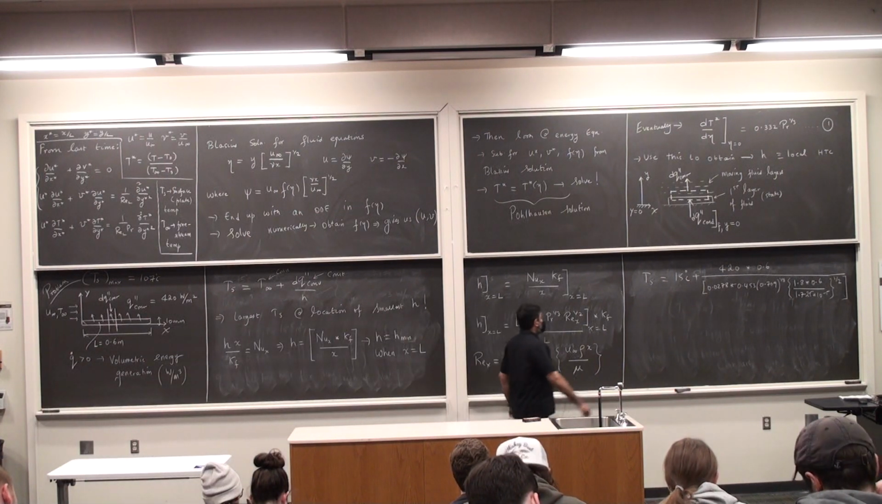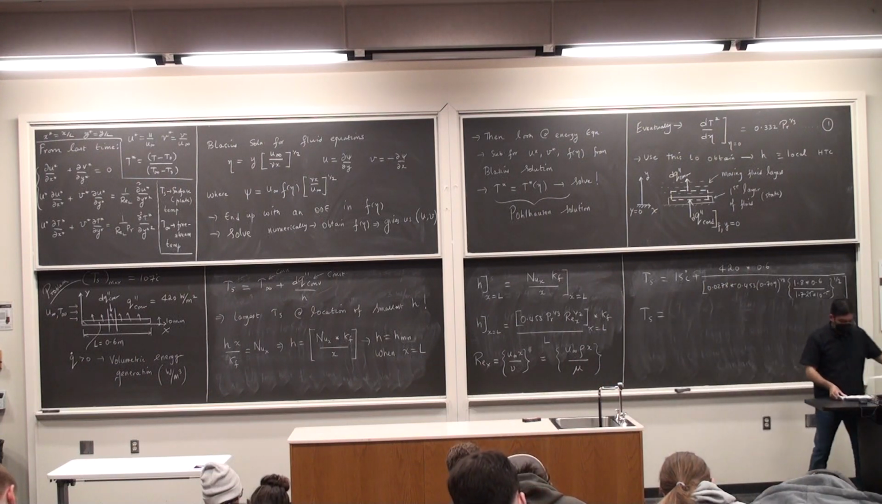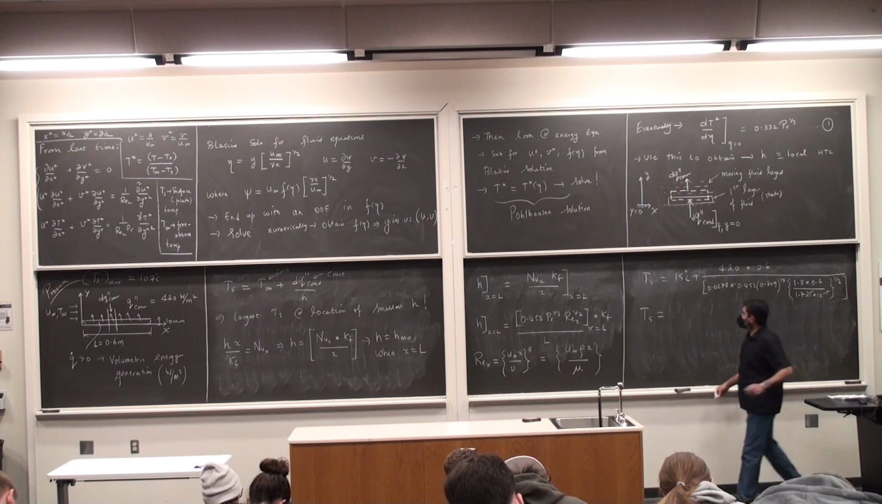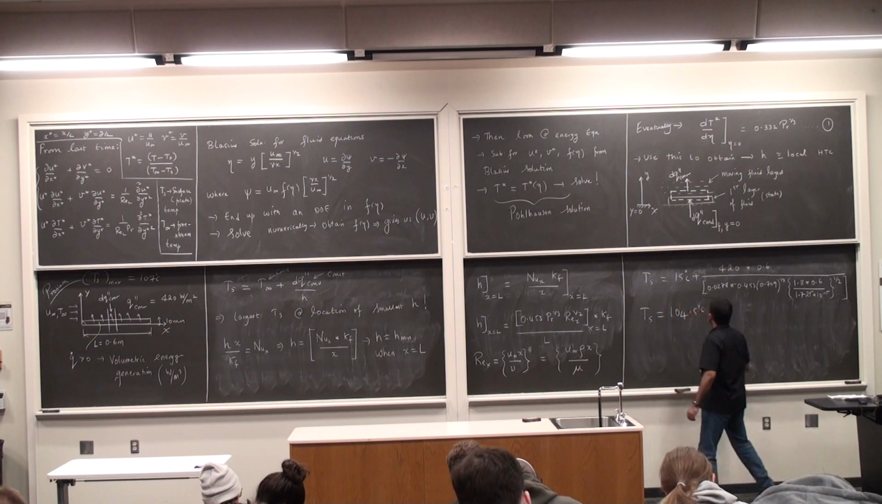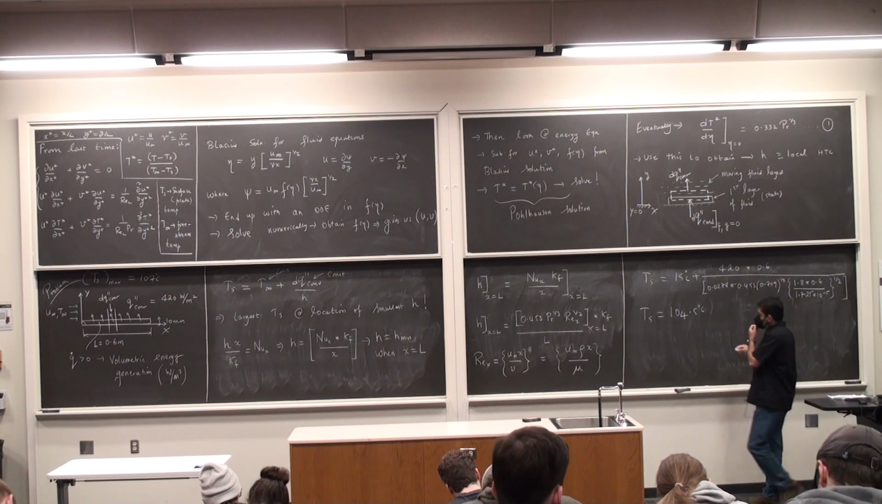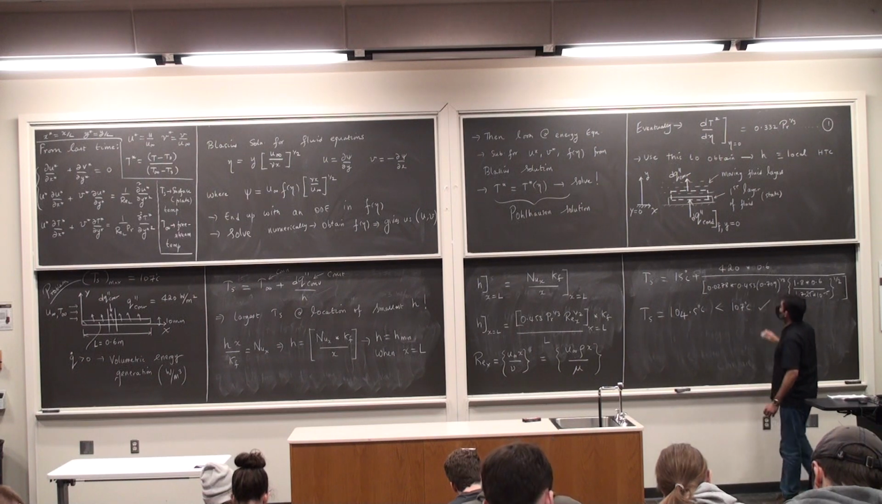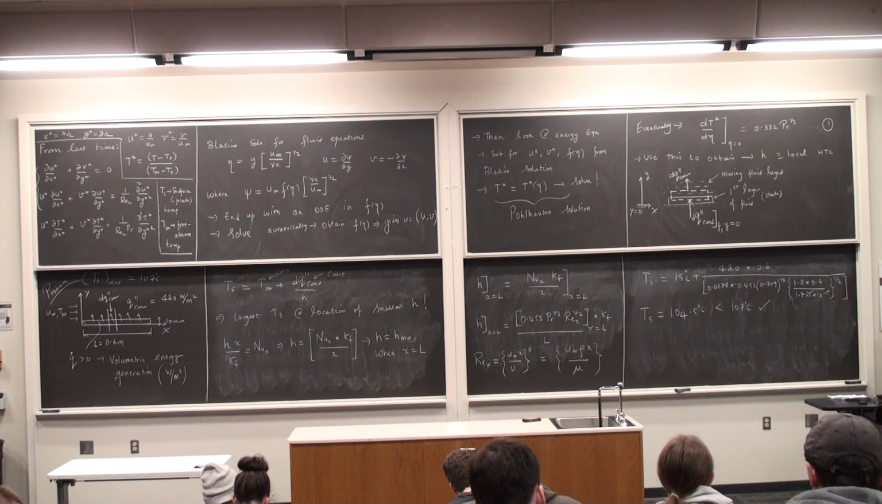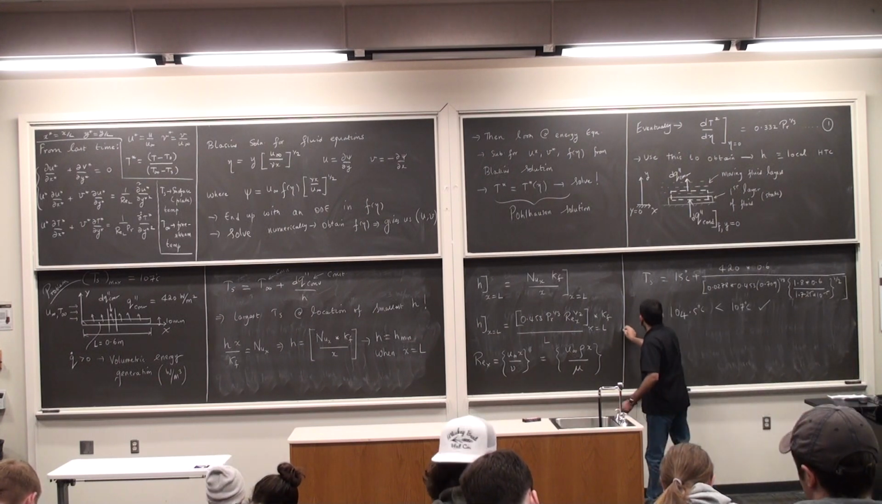So TS ends up being 104.5 degrees Celsius. Which is good news. This is less than the design criterion. So this design is a permissible one. Okay. So we have time to complete the rest of the problem as well.